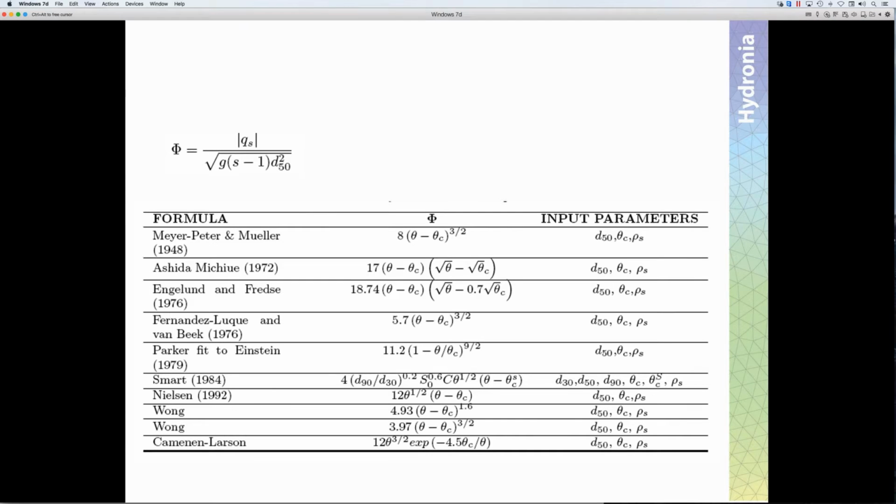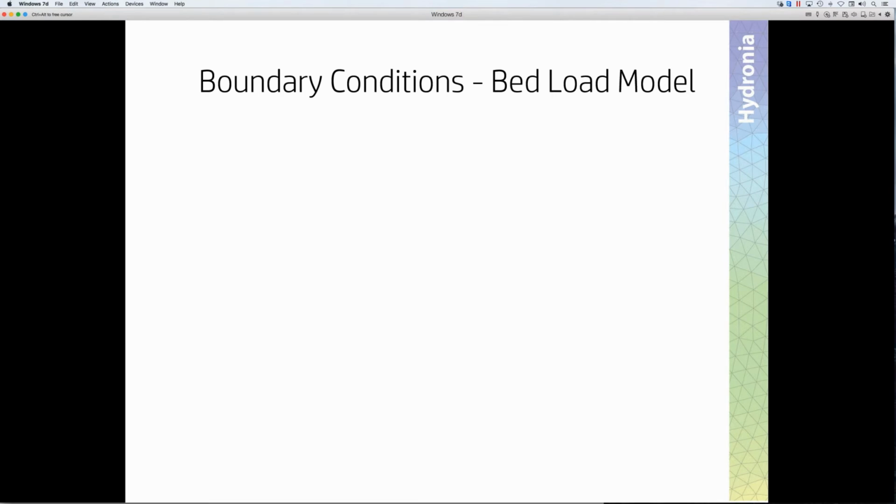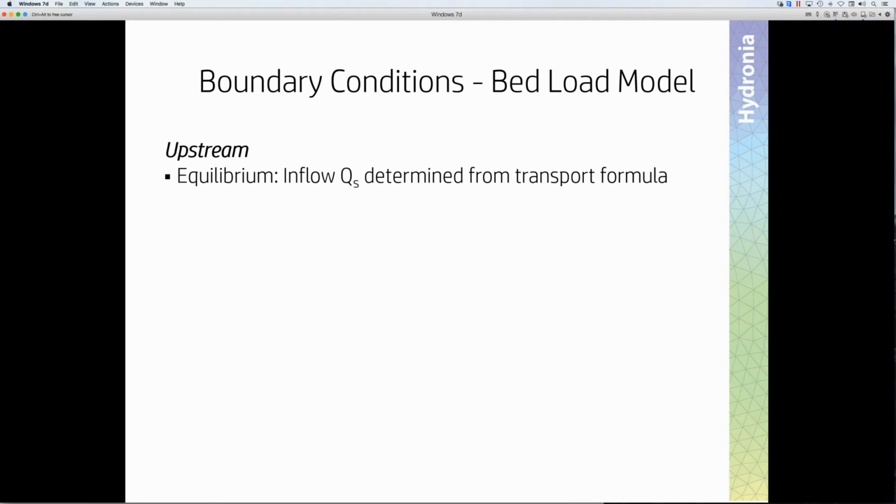So this is the bed load that can use 10 different formulas for calculating the bed load transport, including Meyer-Peter and Müller, and other well-known formulas that have proven convenient for calculating the bed load. The boundary conditions in the bed load model include, for the upstream, the equilibrium, which is essentially not giving any condition for the sediment discharge, but the model computes automatically the inflow discharge of sediment based on the transport formula that the user selects.